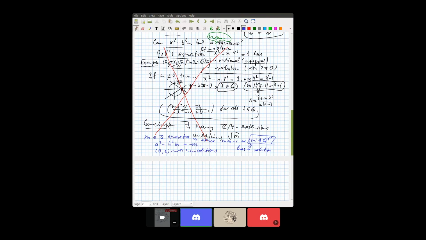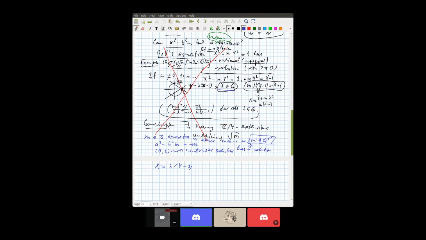Non-trivial solutions. You see that you just play the same game. You take a point here and draw the lines passing through this trivial solution with rational slope. But there you have to change the roles of x and y. You write x is equal to lambda y minus 1.